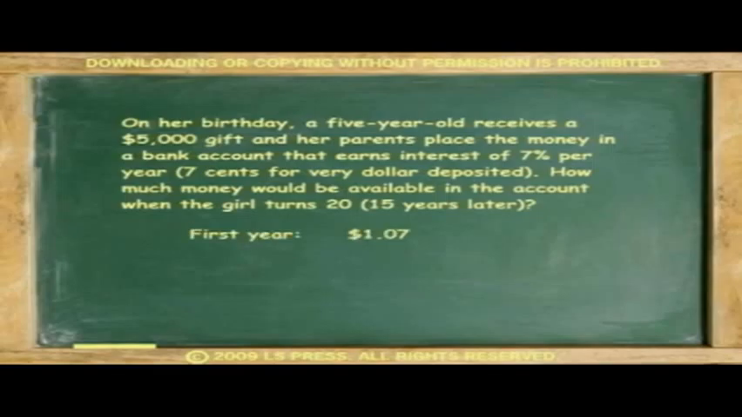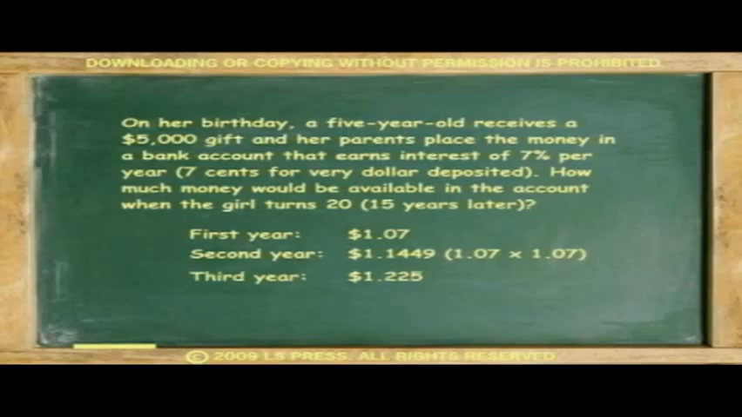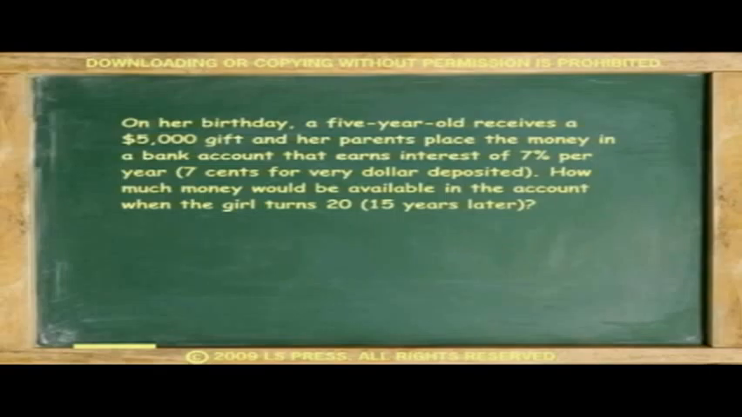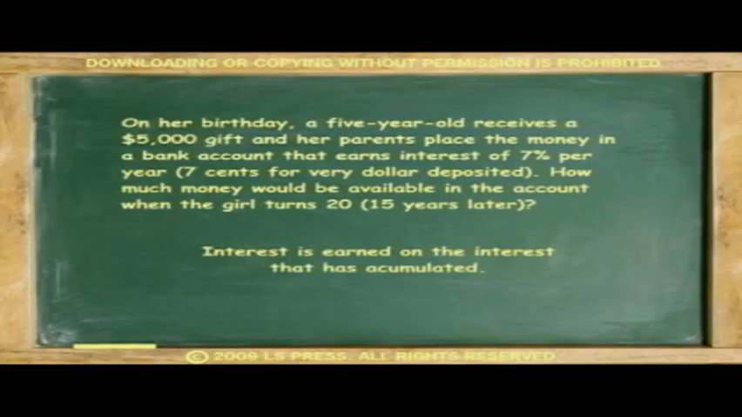After the first year, $1 would have grown to $1.07. And after the second year, the $1.07 would have grown to $1.15. And after the third year to $1.23, and so on. This problem fits the exponential growth pattern because the more interest is accumulated, the higher the interest earned. In other words, the money grows rapidly by compounding on the interest already earned.